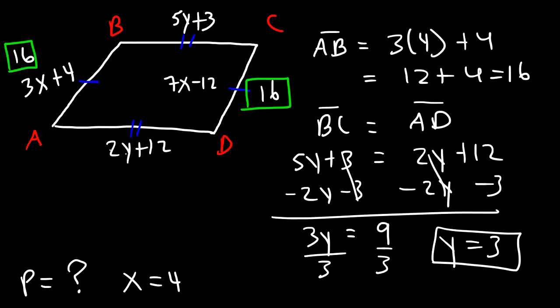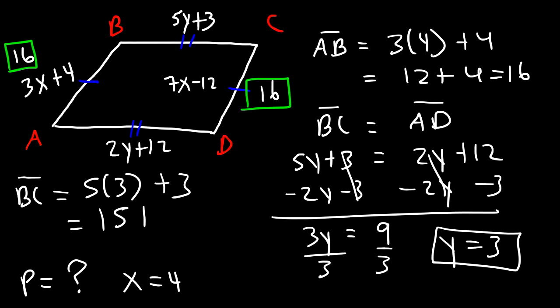So now we can find the measure of BC. So it's 5y plus 3, so that's 5 times 3 plus 3. 5 times 3 is 15. 15 plus 3 is 18. So BC and AD, they both equal 18.